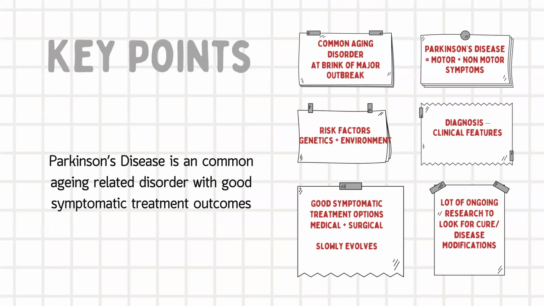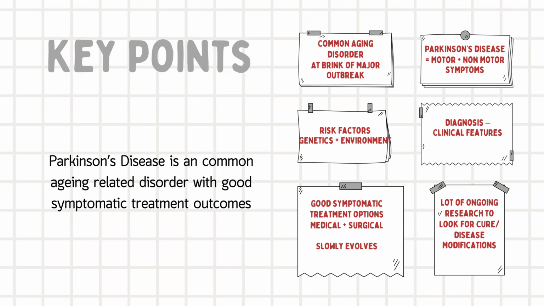Finally, to conclude this whole talk, please do remember that Parkinson disease is a common aging-related disorder. It is at the brink of a major outbreak. It has a cluster of symptoms which you call non-motor and motor symptoms, like you remember the tree with the seed, root system, and the plant. Risk factors include, many people ask why it happens, genetic and environmental factors.